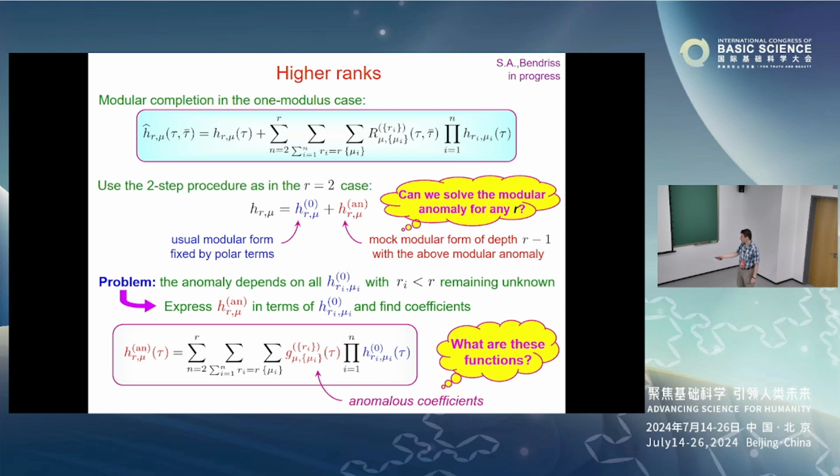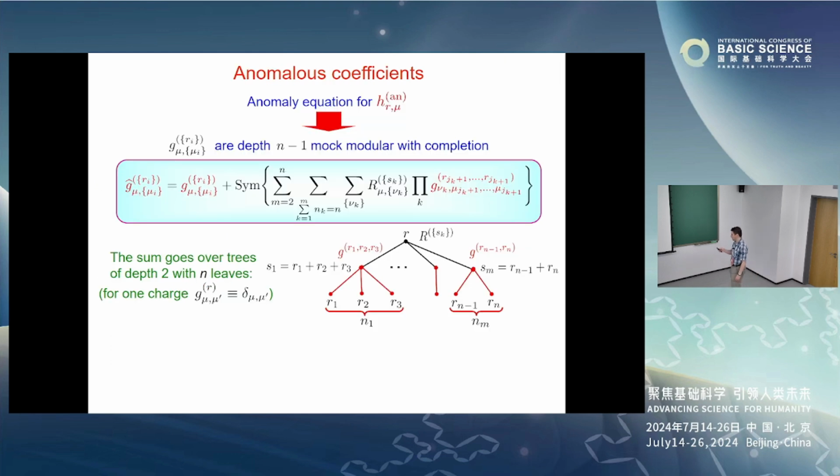Okay, but what is the restriction on the anomalous coefficients? Well, it's easy. You just plug that ansatz into the anomaly equation, and you can easily see that these should be depth n-1 modular forms, where n is the number of charges here. So the index I runs from 1 to n, and the completion must have the following expression. Again, it's fixed in terms of g's for lower charges.